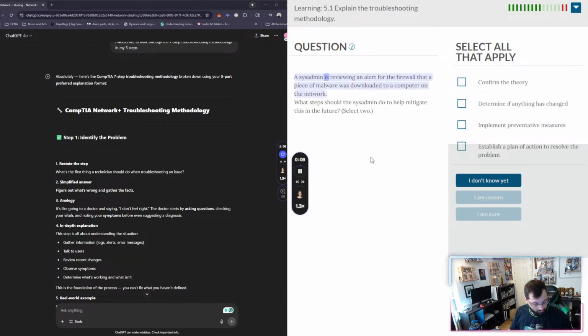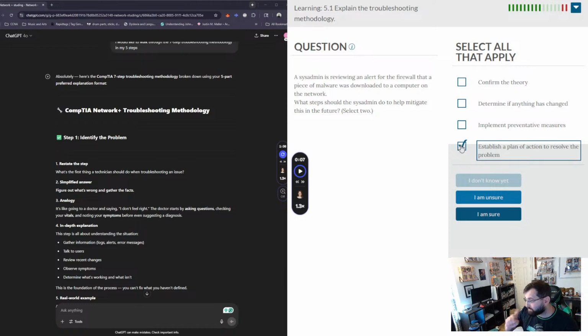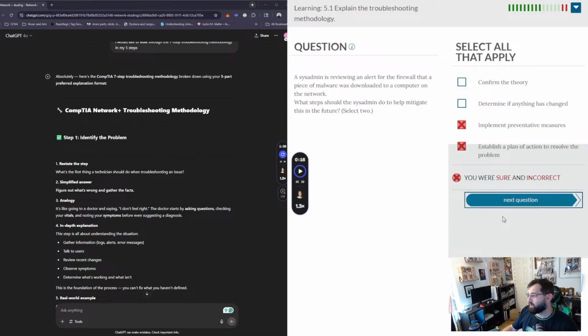A sysadmin is reviewing an alert for the firewall that a piece of malware was downloaded to a computer on the network. What steps should the sysadmin do to help mitigate this in the future? Select 2. We are going to establish a plan of action to resolve the problem. Implement preventative measures. I feel like I've gotten this wrong 3 times.